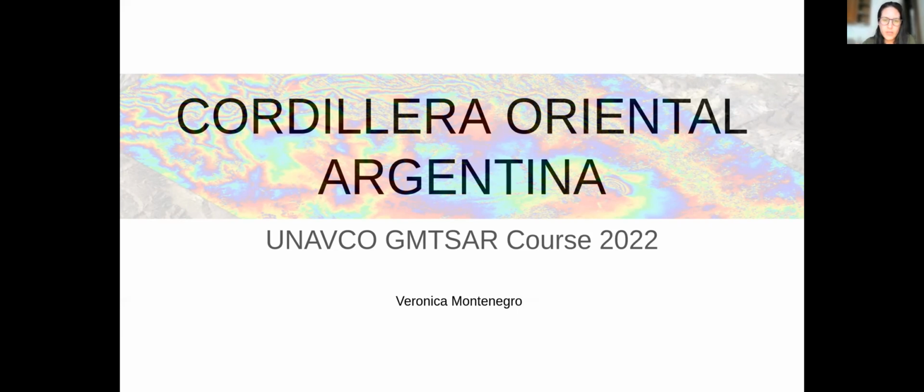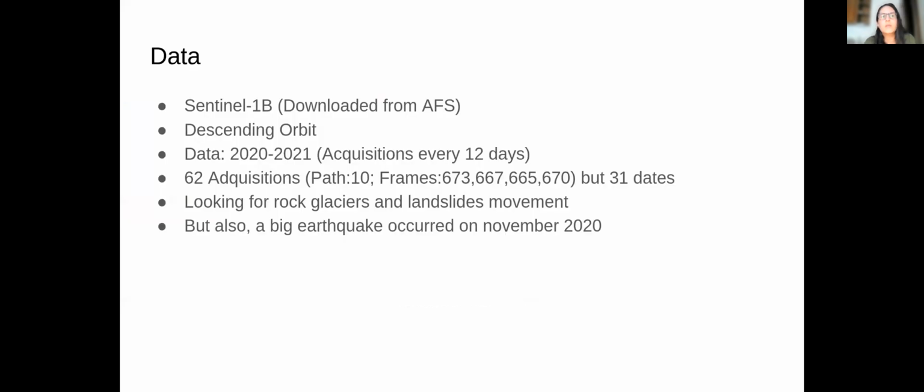So I am also using GMTSAR and another software which is from the institute in which I am working. I am going to show you the results of the ascending orbit, but I work with both ascending and descending. I used Sentinel-1B from 2020 to 2021. The acquisitions were every 12 days. In total, I downloaded 62 images, but as the area was too big, I had to merge 2 images which were acquired on the same day. Also a big earthquake occurred in November 2020, and something interesting to do is to detect if I can measure how much the deformation was related to this earthquake using the time series.